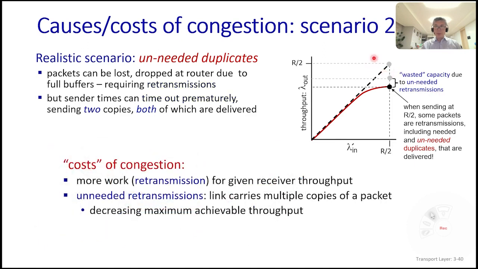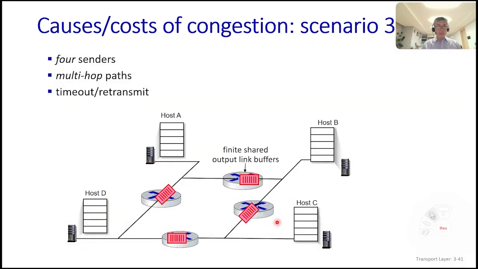So the first part is a kind of retransmitted packets, and this one is unneeded packets. So the cost of congestion: more work, retransmissions, per receiver throughput. Also, the worst one is unneeded retransmissions. The link carries multiple copies of a packet, which decreases the maximum achievable throughput.